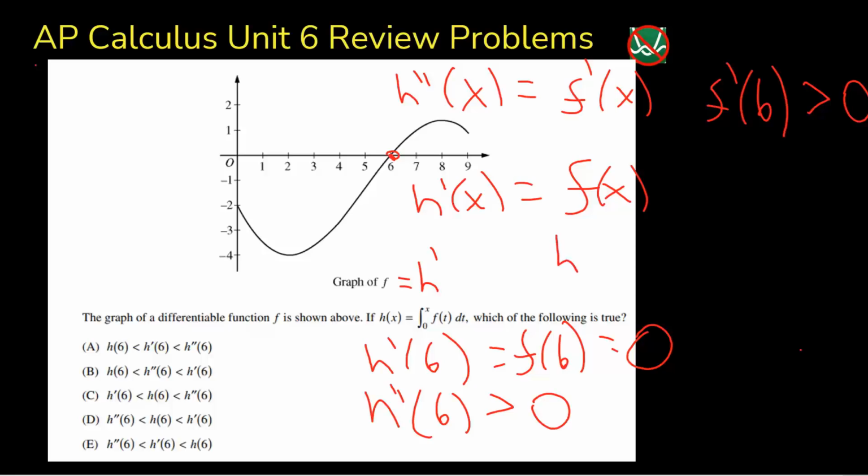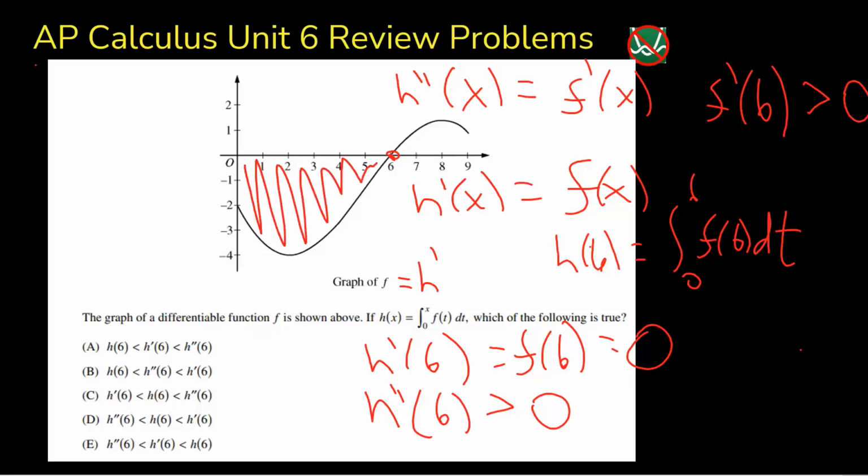Now, h of 6 is equal to the integral from 0 to 6 of f of t dt. That would be the signed area between the curve and the x-axis between 0 and 6. Since that region is below the x-axis, it gets counted as negative, so that is less than 0. So we have h of 6 is negative, h prime of 6 is 0, and h double prime of 6 is positive. So choice A is the only one that follows that progression.